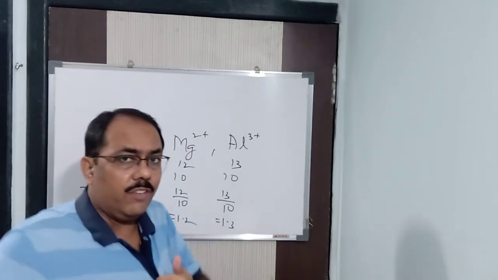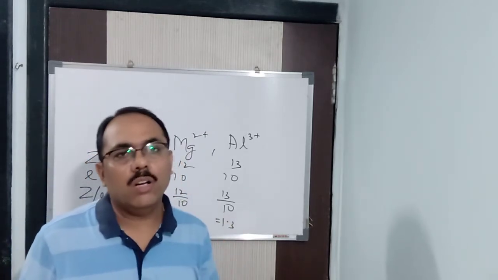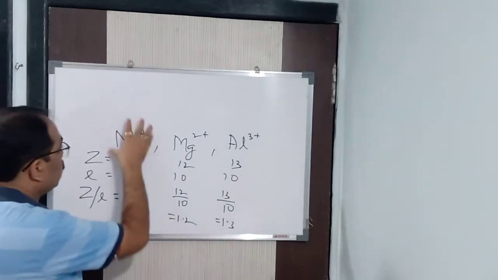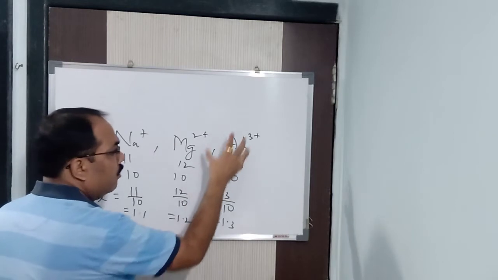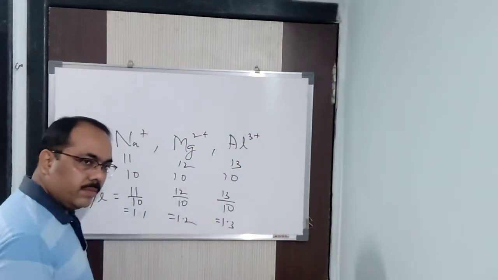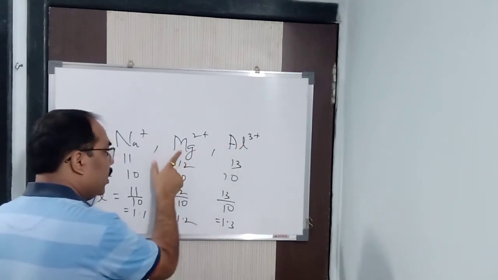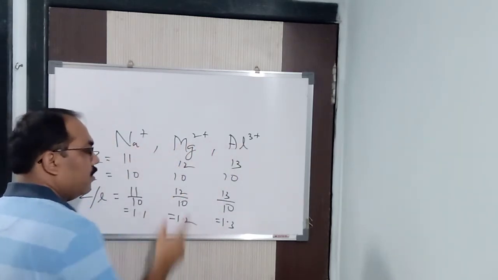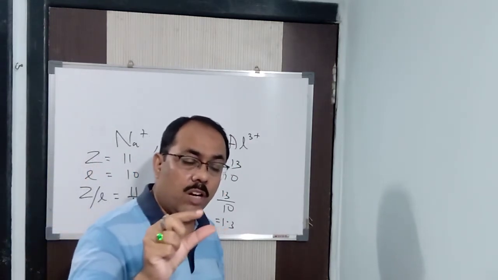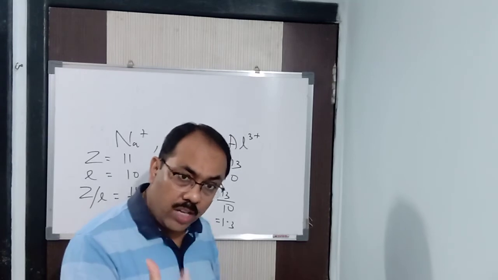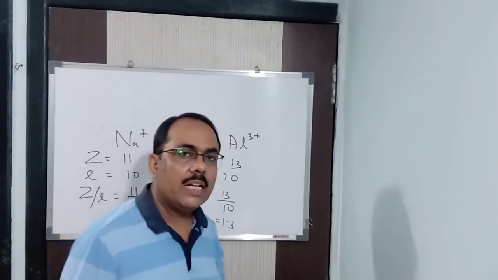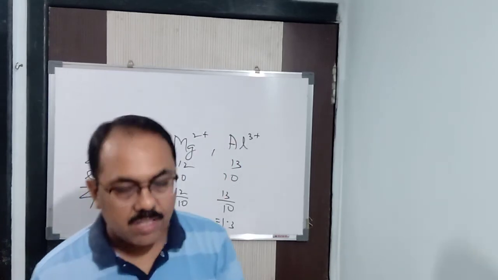So if the bond is stronger, definitely a greater amount of energy has to be released. So if it is forming sodium chloride, magnesium chloride, aluminum chloride, it will be more stable and more energy will be released in the case of aluminum chloride compared to magnesium chloride and sodium chloride, because in aluminum chloride the size of the atom is smaller, the size of the ion is smaller, the bond length is smaller. To form a stable compound, more energy has to be released. For that reason I said lattice energy also depends on the charge of the ion.